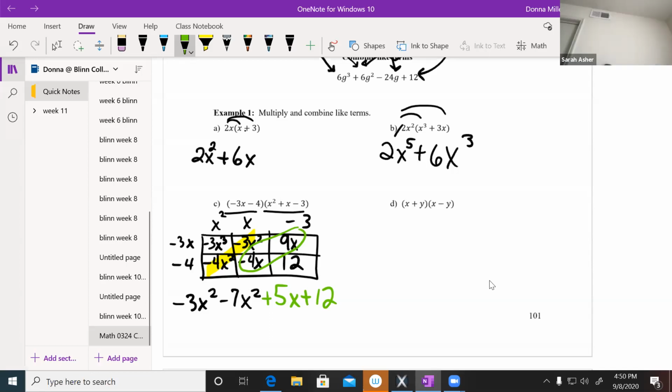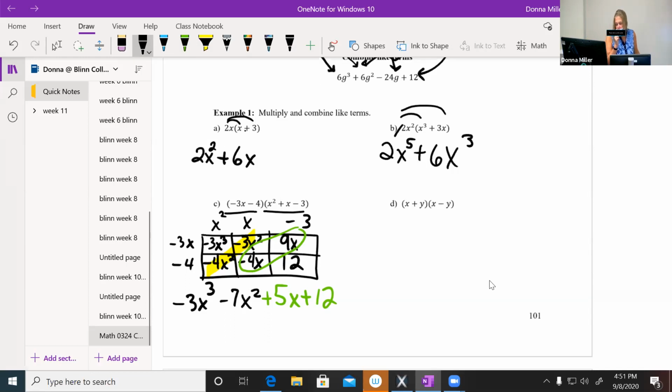Isn't it supposed to be negative 3x cubed? Did I mess up? Oh, yes, it should be. It should be a cube. That doesn't look good. Yeah, absolutely. All right, you guys good with that? Online, you good? Any questions?